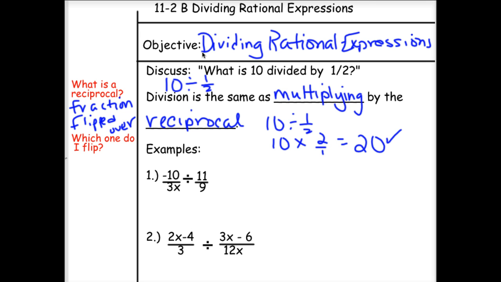And which fraction do we flip? We would flip the second one, the one that comes after the division sign.